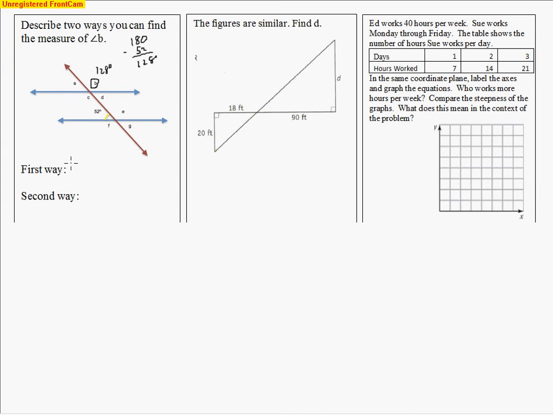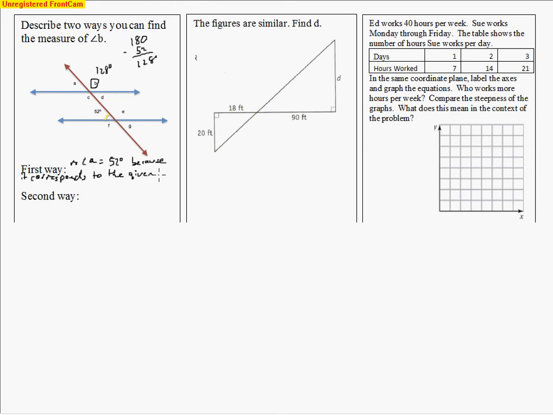I'm going to say the measure of angle A equals 52 degrees. The reason I know that, well, it's one of the acute angles, but it's also corresponding, because it corresponds to the given. So it's a corresponding angle to the given. They're in the same location with respect to the transversal.